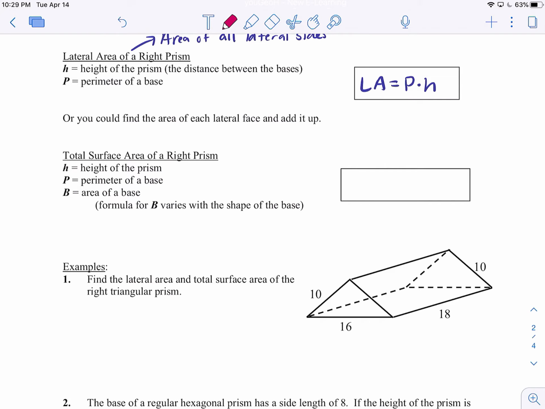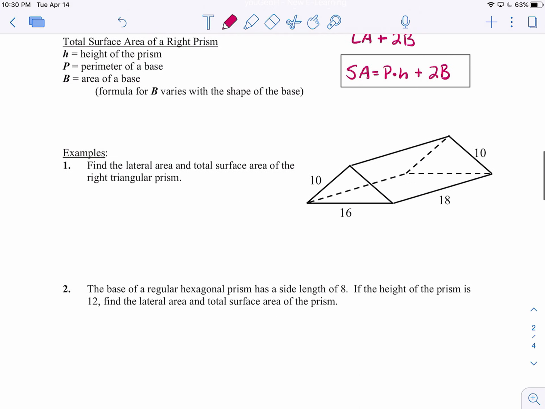The total surface area is going to be the lateral area plus, we want to ask, how many bases does this have? It has two bases, so plus 2 times the area of the base. And so for our total surface area, that would mean that it will be the perimeter times the height plus 2 times the area of one base. So this is a lot of symbols. Let's look at what happens and how this actually looks in an example.